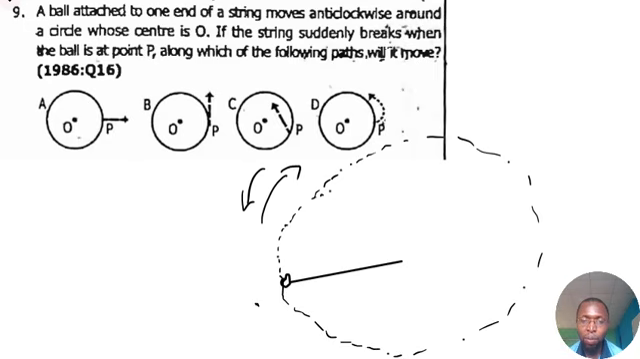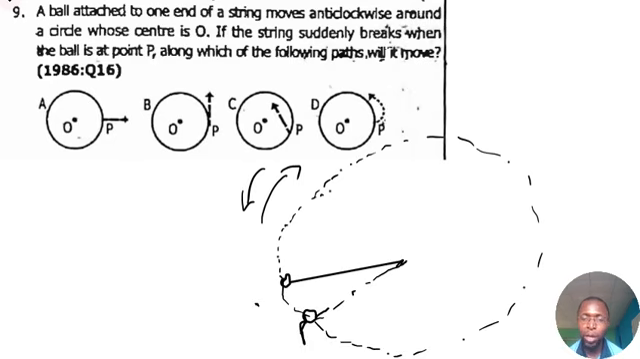Okay. Now if the ball now moves maybe to this point, and that's point P, still with the string attached to it. So the question now is, which path will the ball move if the string cuts? If the string suddenly breaks, which path will this ball now move?